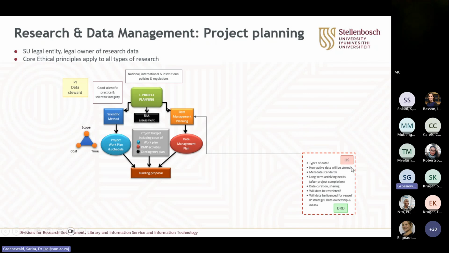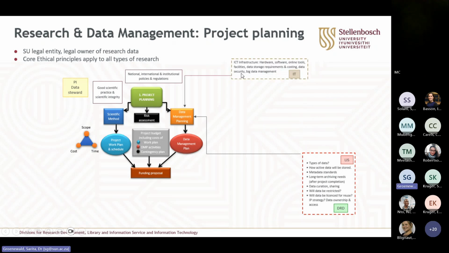And we have the questions that you will need to answer there: what type of data are you going to collect? How will the active data be stored? What type of metadata standards will be used? Do you need long-term archiving? And what type of curation will you do? And then will the data be restricted? Will the data be licensed for reuse, for example? Some IP strategy, is that in place? And then data ownership and access, and the Division for Research Development can help with that.